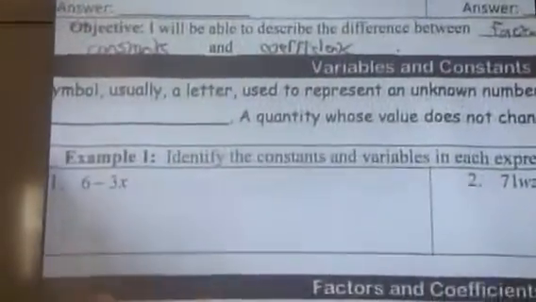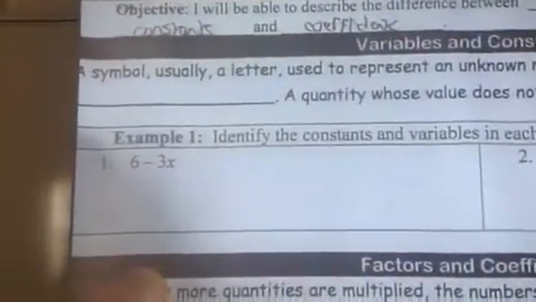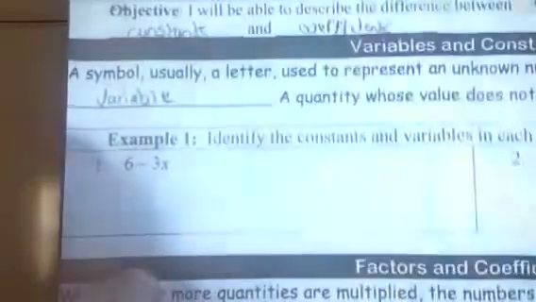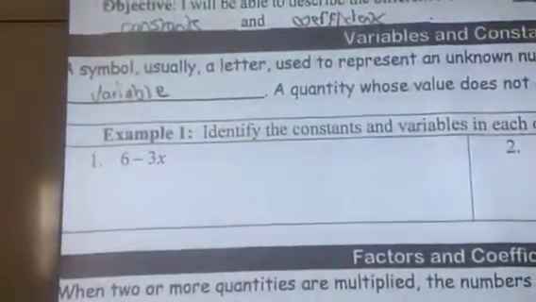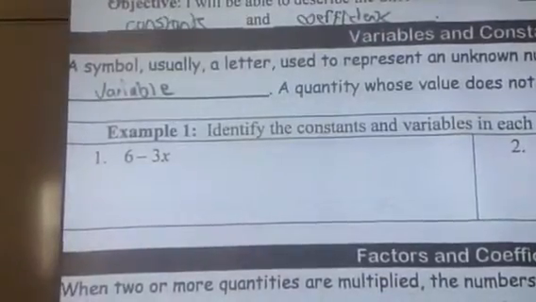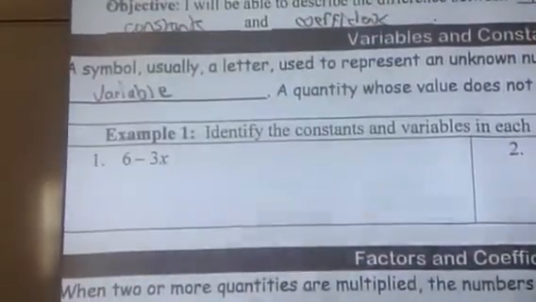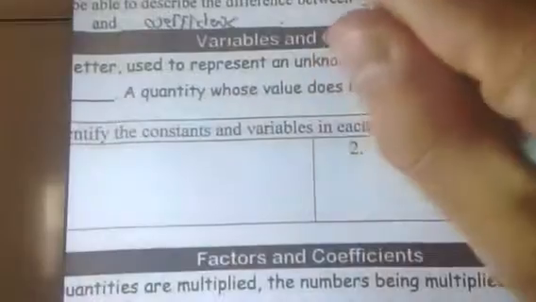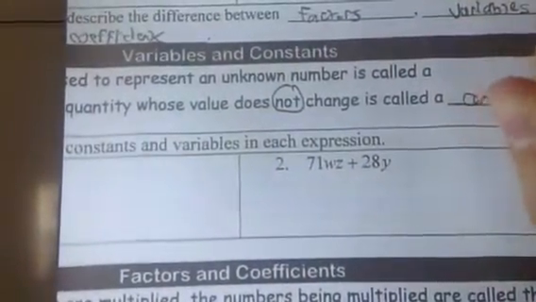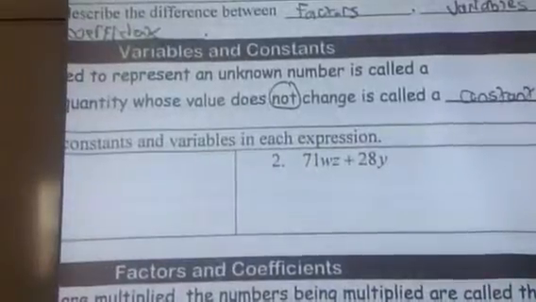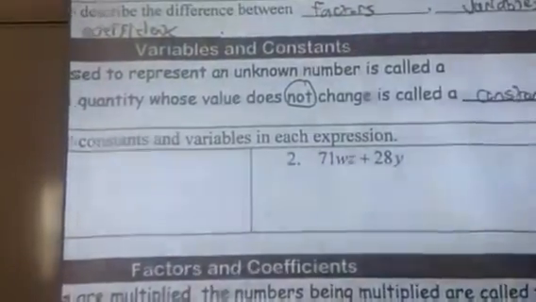Okay, so first thing, a symbol, usually a letter, used to represent an unknown number is called a variable. A variable can be x, m, a, b, c, d. Those are all examples of variables. So a variable's value can change. A quantity whose value does not change is called a constant. So 1, 2, 3, 4, 5, 6, 7, 8, 9, 10, those are all constant terms.